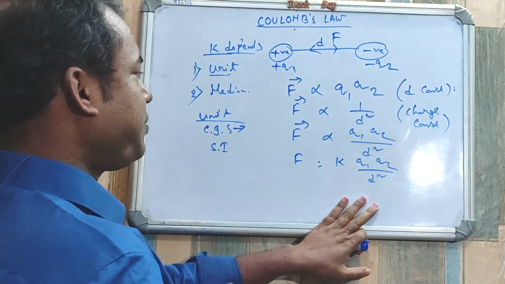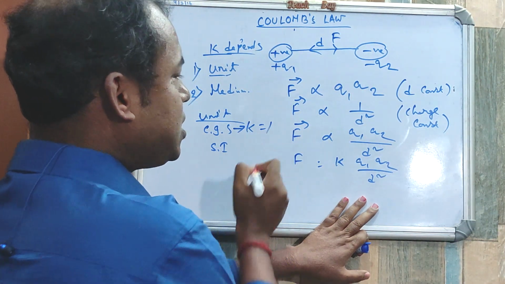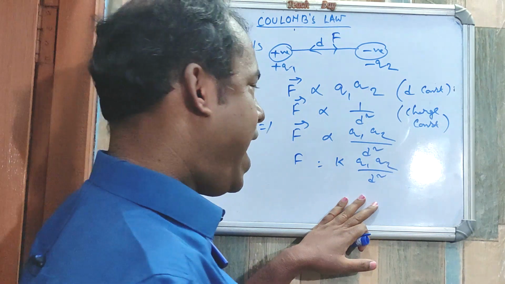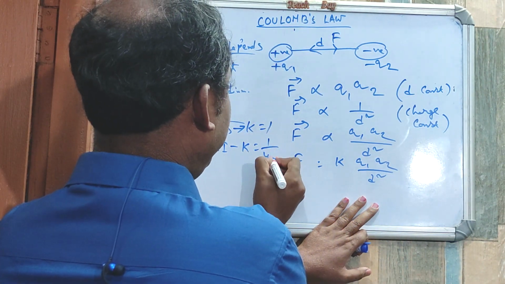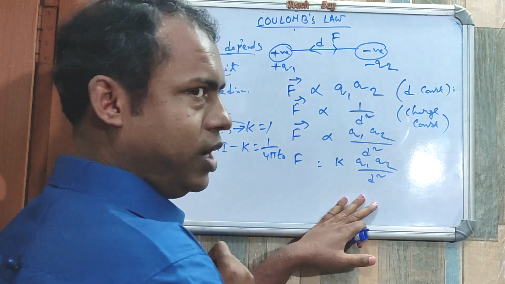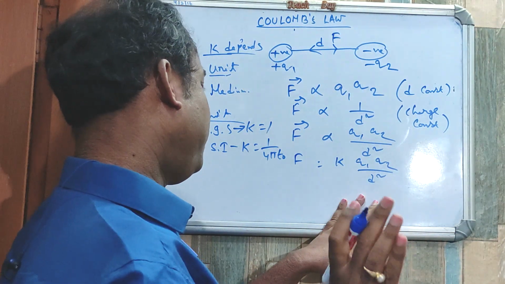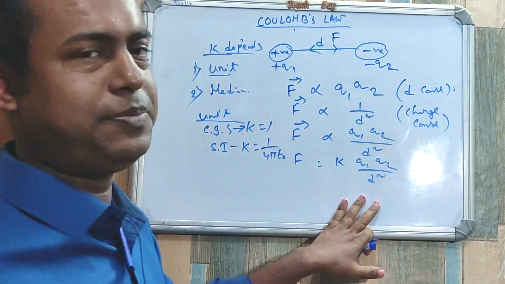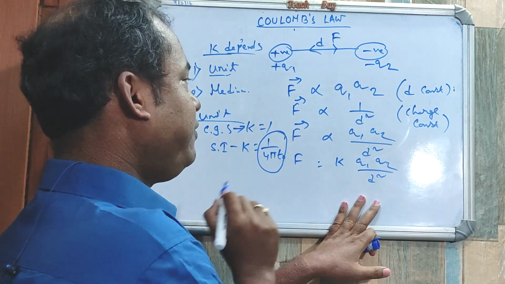What is the CGS unit? In the case of the CGS unit, the value of K can be taken as 1. And for the SI unit, the value of K is 1 by 4 pi epsilon 0. You may think it is very hard, what is epsilon 0? I don't know, no problem at all. 1 by 4 pi epsilon 0 is the value of K in the SI unit.